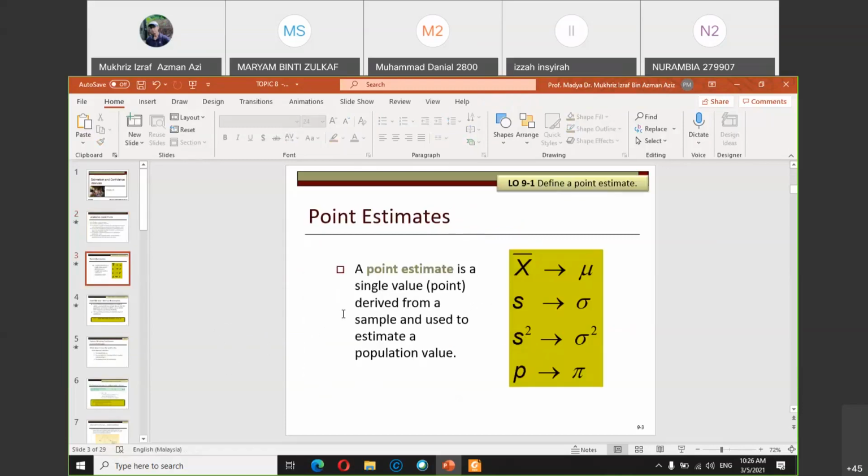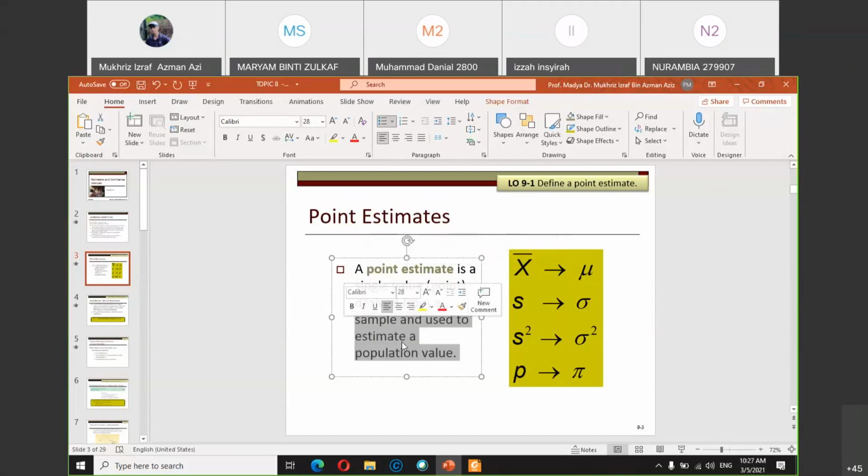Okay, point estimate. If you recall from the previous topic, we looked at the concept of error: the difference between the data that you collect from the sample versus the actual information from the population. So the word estimate, or anggaran. Point estimate means there's only one value. Point estimate, not points estimate. A point estimate is a single value derived from the sample used to estimate the population value. So you calculate one particular value, or a point value, which is supposed to represent the population information.